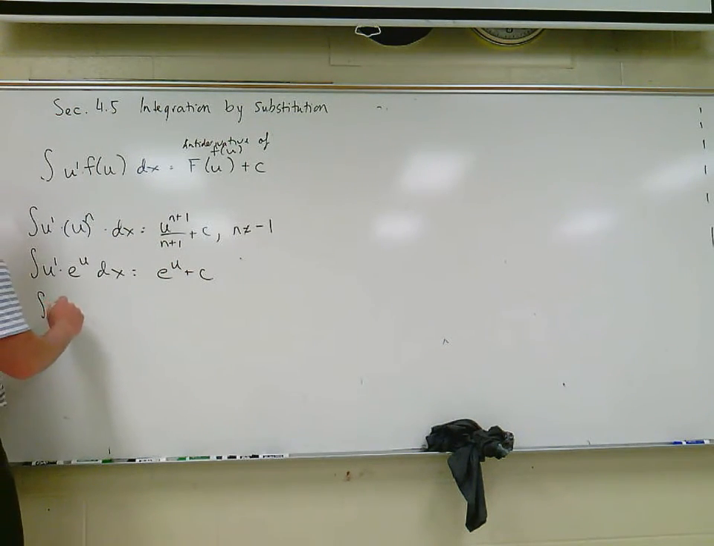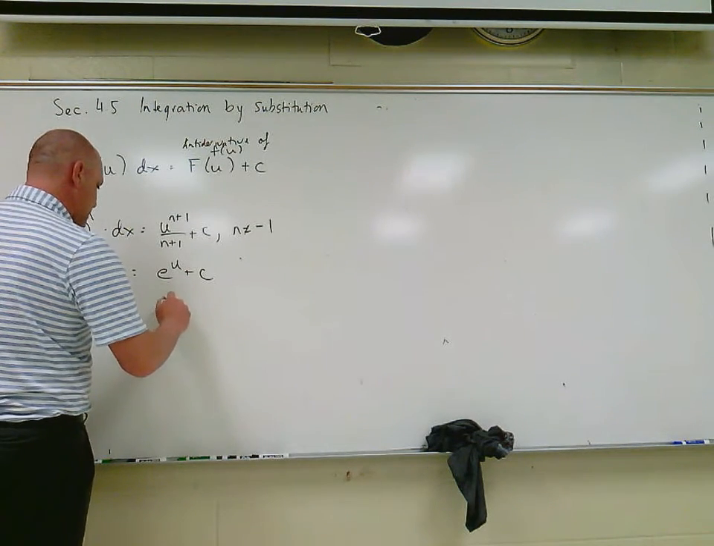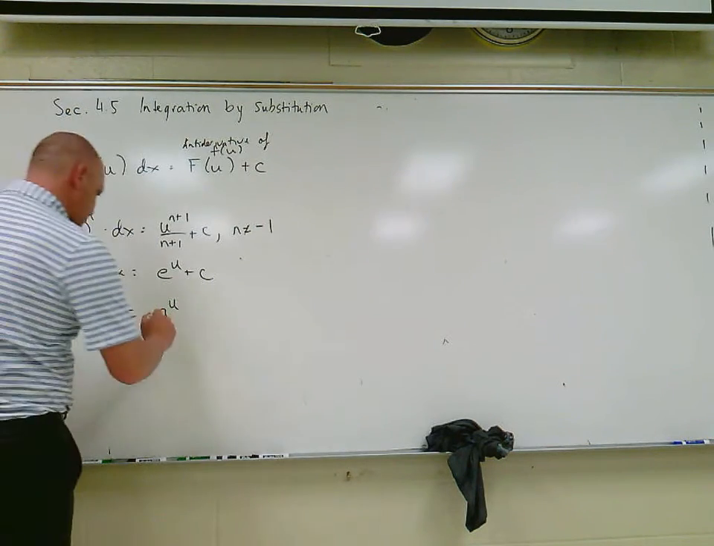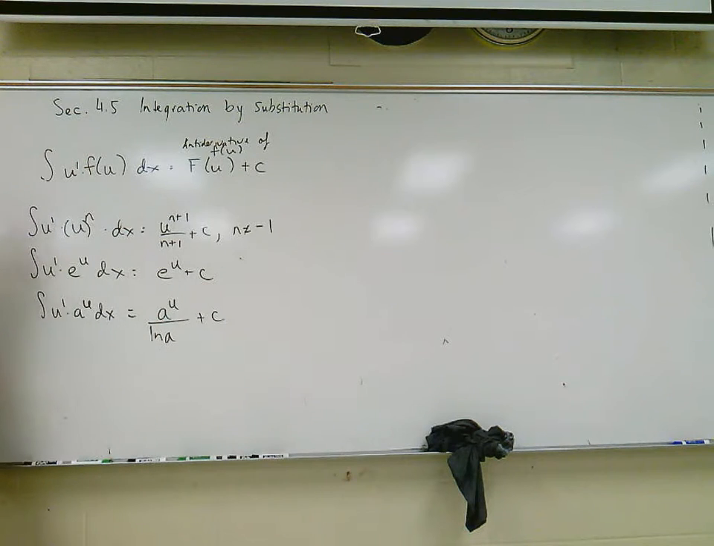U prime a to the u is a to the u, remember, over ln of a. You have to divide by ln of a, plus c. We won't get many of these. But e is basically a special case of this, because if we had e, ln of e is 1.